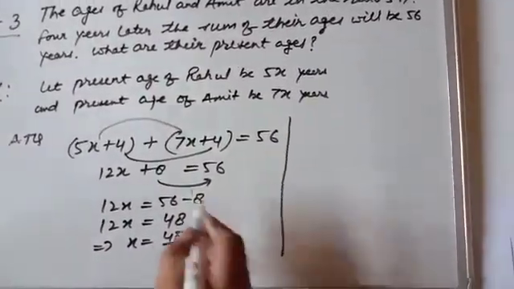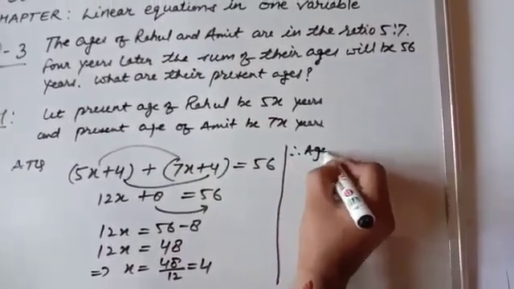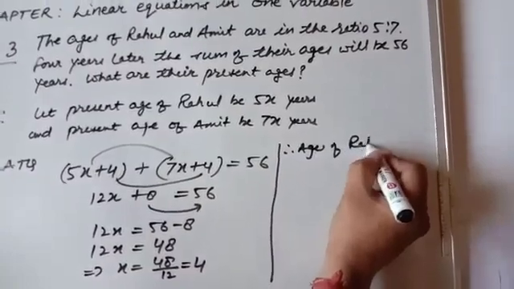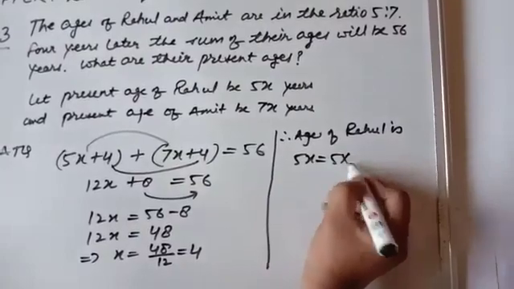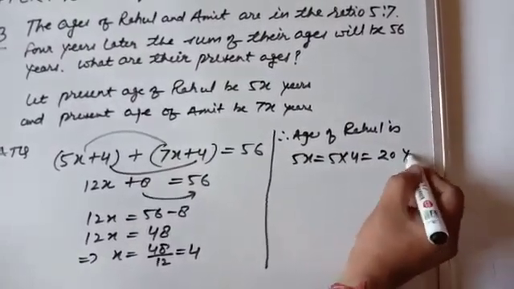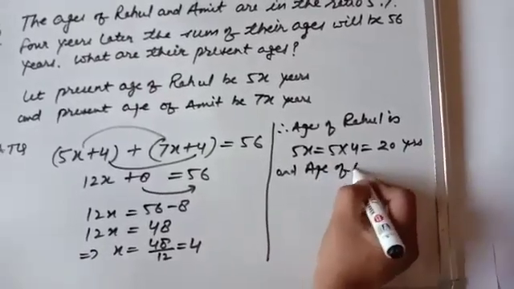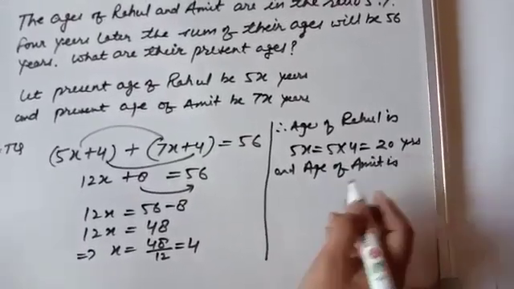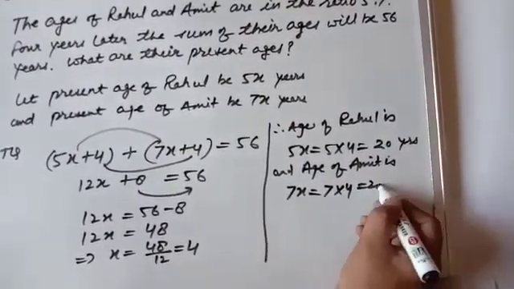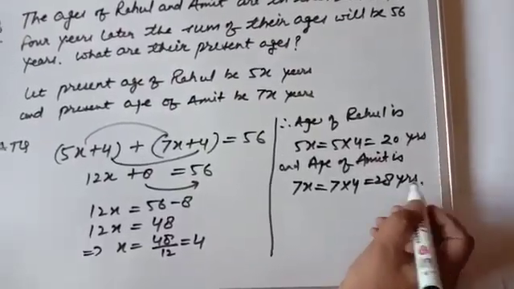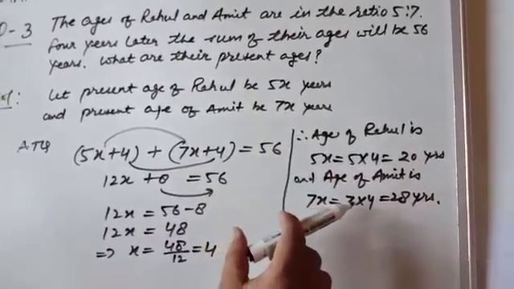Now we have to find the ages of Rahul and Amit. Therefore, the age of Rahul is 5x. So 5 into 4 is equal to 20 years. And the age of Amit is 7x. 7 into 4 is equal to 28 years. So the present age of Rahul is 20 years and the present age of Amit is 28 years.